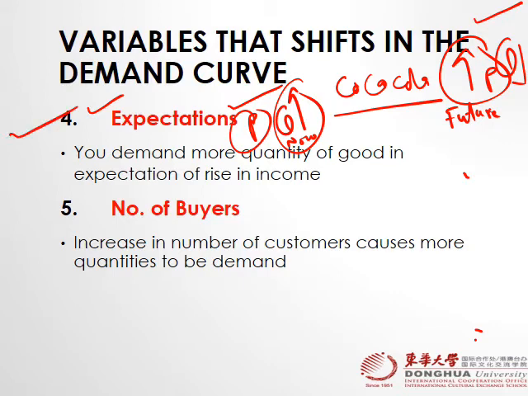It causes a shift in the demand curve. And number of buyers. If the number of buyers increases, that causes an increase or decrease in quantity demanded. Because the number of buyers has increased, it also causes a shift, not movement.